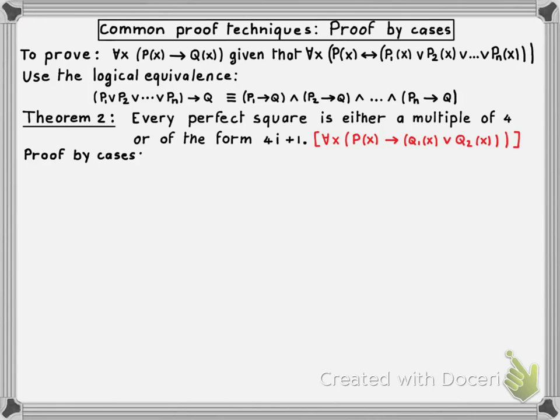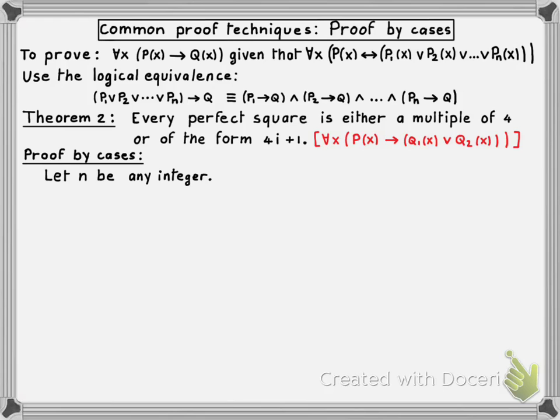Let's start our proof by cases of this theorem. First, it's a universally quantified theorem where x ranges over the set of all the integers, say. So let n denote an arbitrary integer. We're going to make the assumption that p of x is true, and we're going to try and prove q of x.